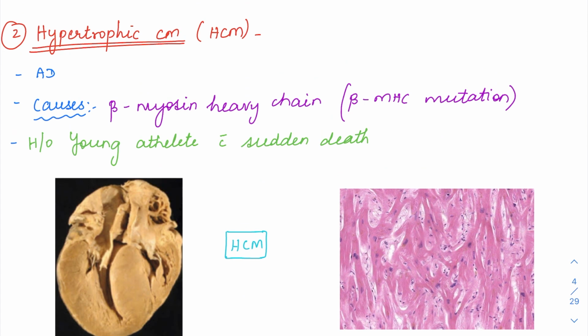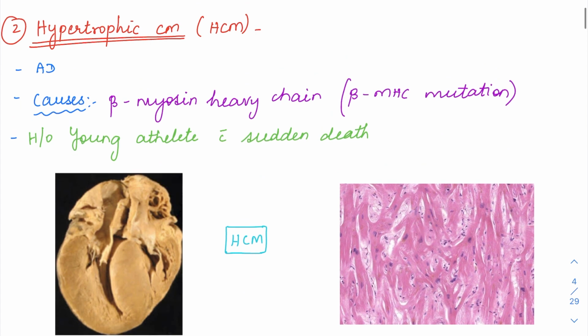Next we'll move on to hypertrophic cardiomyopathy. Hypertrophic cardiomyopathy is always genetically acquired. 100% genetic causes will be the cause, and here it is going to be autosomal dominant. There can be various mutations, but the most common is the beta myosin heavy chain mutation. Myosin is again a muscle protein, right? So beta myosin heavy chain protein mutation will be seen in hypertrophic cardiomyopathy.